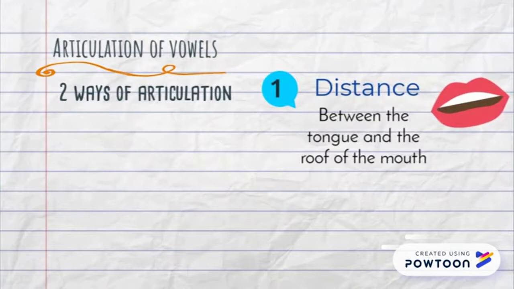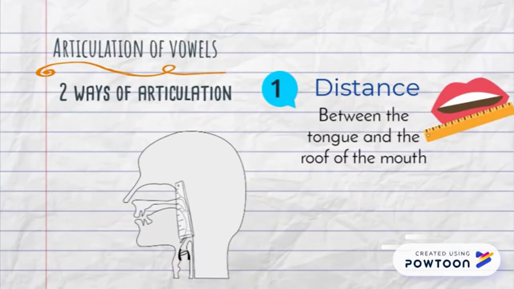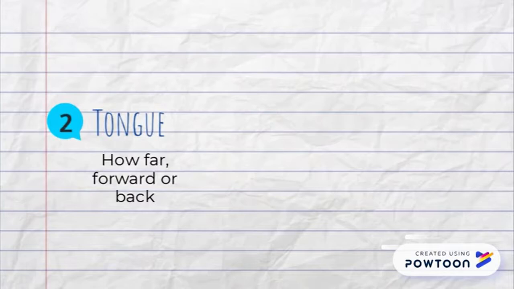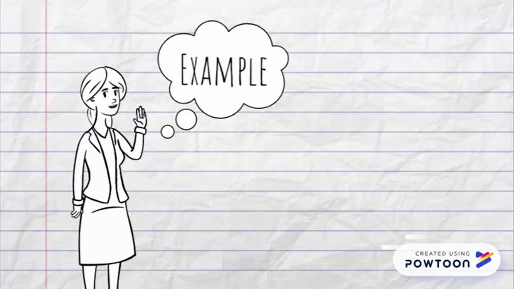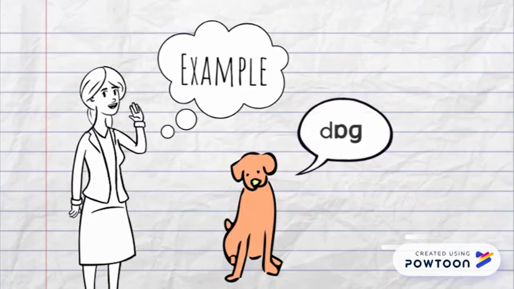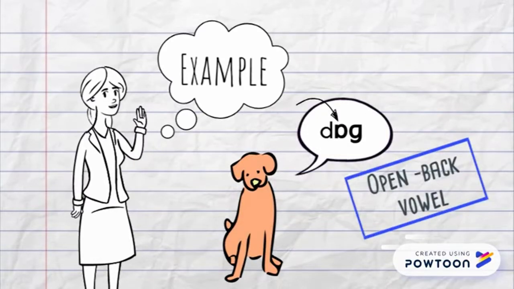The first one is the distance between the tongue and the roof of the mouth. This is divided into closed, mid, and open. The other aspect is how far forward or back the tongue is when producing a vowel. These are divided into front, center, and back. An example that illustrates the articulation of the vowels can be perceived in dog. The vowel in dog is an open back vowel. This is produced when the back of the tongue is in the highest part, but the tongue itself is low in the mouth.